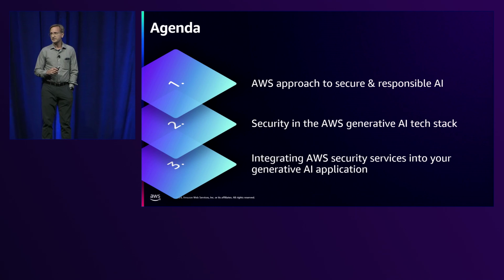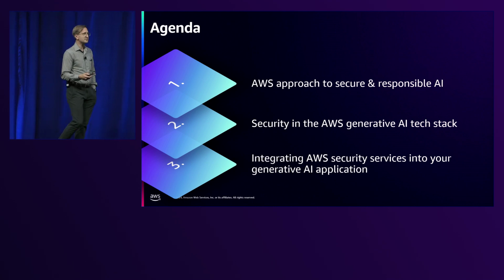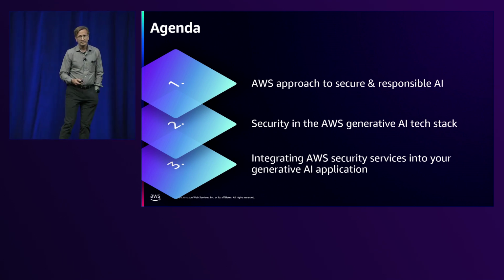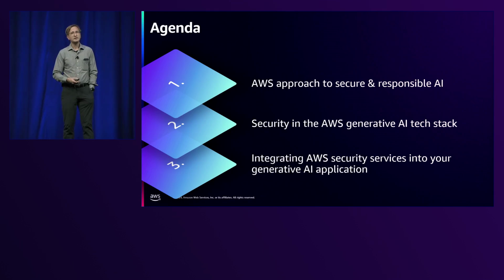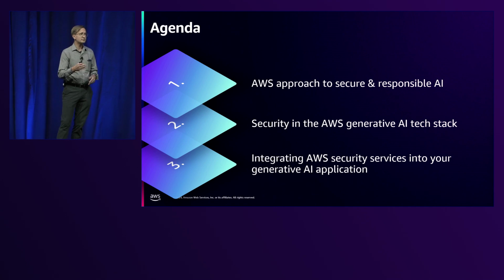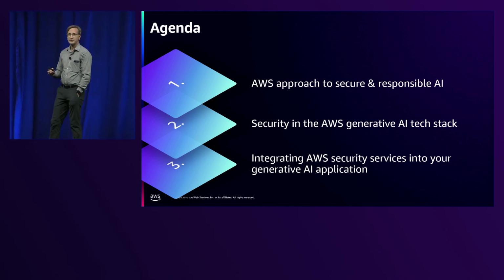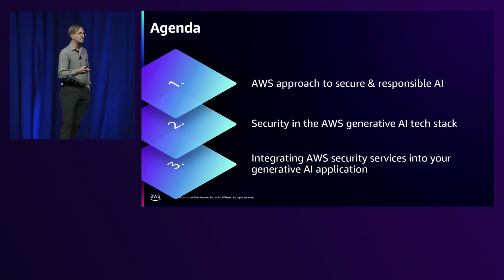So we have 3 things on our agenda today. We're going to start with an understanding of the AWS approach to responsible AI and to secure AI. We're going to talk about the frameworks that we use, how we categorize security in generative AI, and then we'll move into the tech stack that underlies all of the AWS generative AI services and look at each one of the layers of that stack to understand how we help you secure your generative AI applications on AWS. And then finally, we'll cover a couple of AWS security services that you'll want to take a look at and how to integrate those with some best practices into your own generative AI applications.